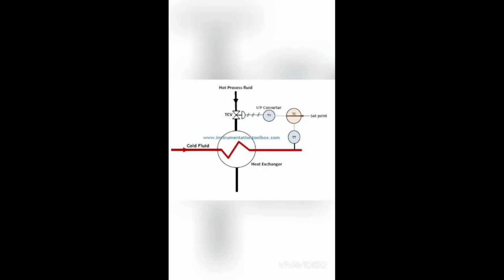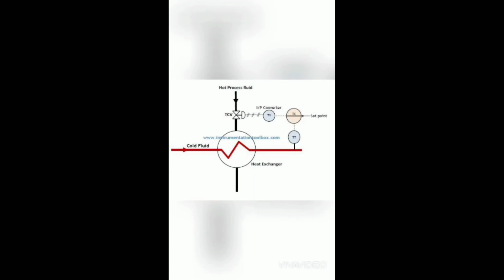In the heat exchanger scheme of temperature control, mixing does not take place, but what takes place is energy transfer between the cold and hot fluid. The hot fluid passes through the shell of the exchanger while the cold fluid passes through the tube. The hot process fluid transfers energy to the cold process fluid, thereby increasing its temperature.